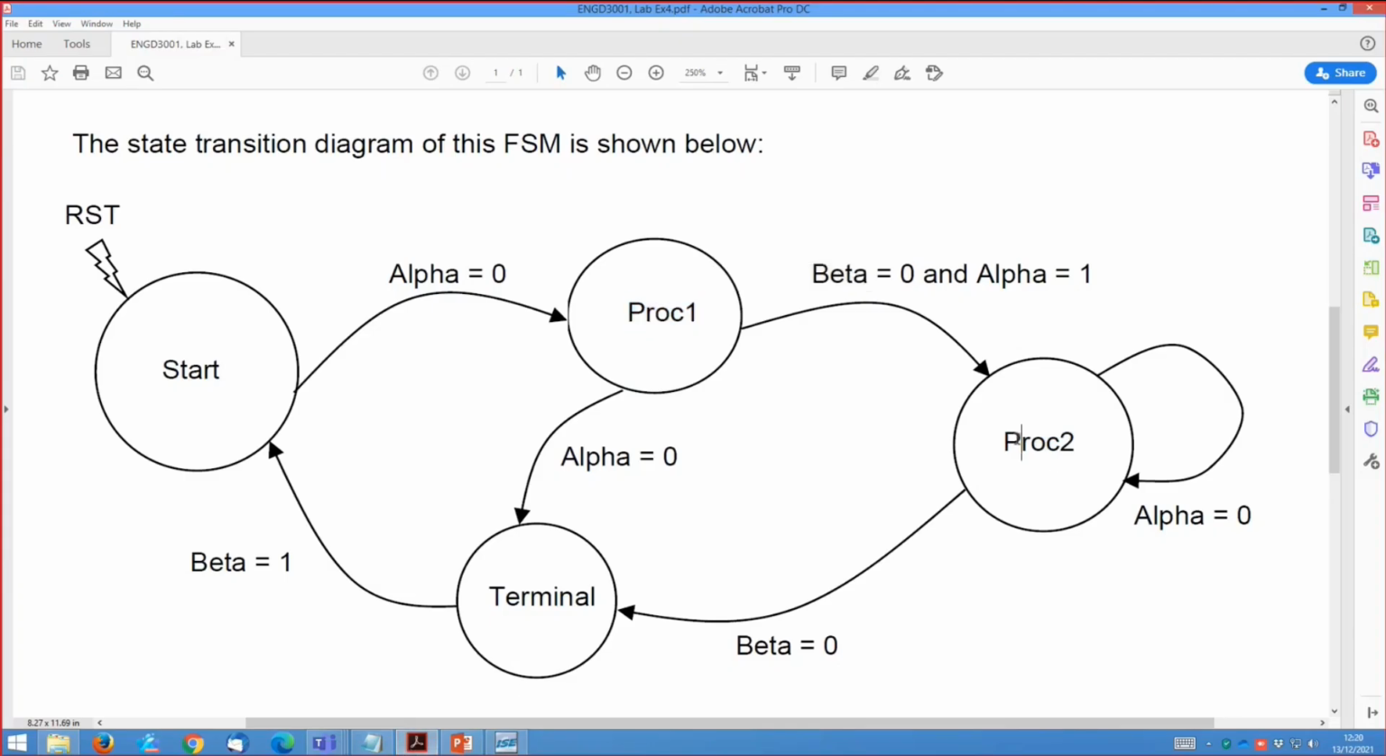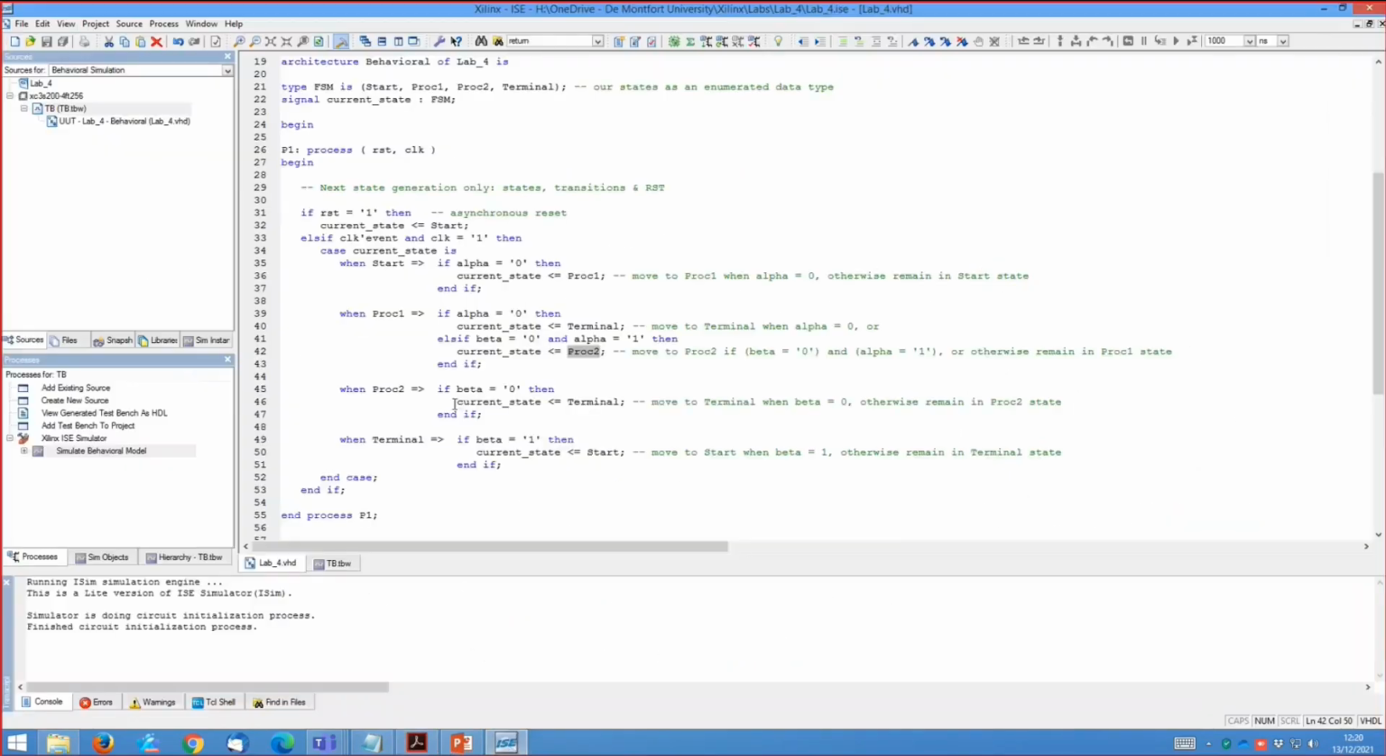So if we then move to proc2, in proc2, the only way to move out of it would be for beta to be equal to 0. So if we go to the code and we look at when proc2, there we only need to say if beta equals 0, then current state is terminal, end if. That's it. That's the only way to move to terminal. Otherwise, we just stay there. Remember, in VHDL, everything inside of a process is static. So basically, everything is remembered, and unless you change it, it just stays where it is. So that's basically pretty much when we are in proc2.